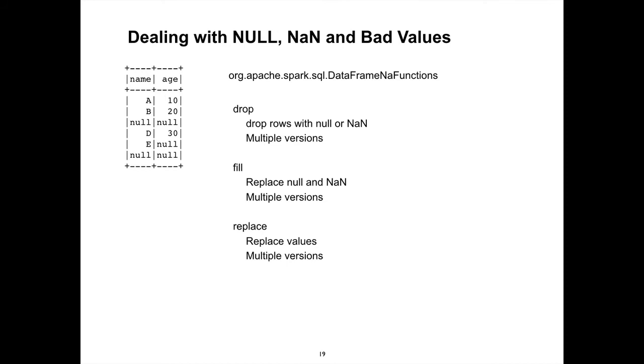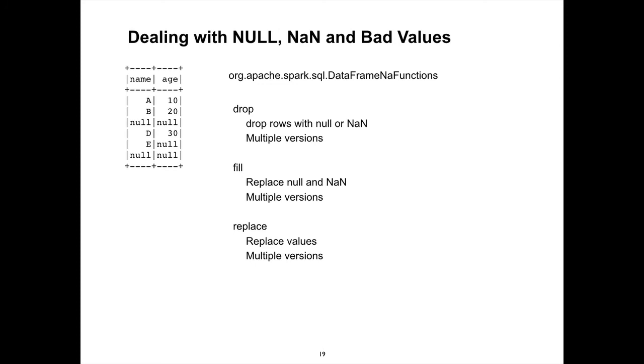So what do we do with all these nulls and nans and bad values, right? Spark comes with what they call the DataFrame NA functions. And there's basically 3 versions. There's drop, fill, and replace. And there's multiple versions of each one. So drop basically says, if there's a null there, get rid of that row.